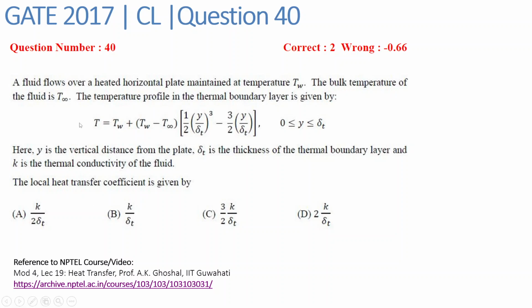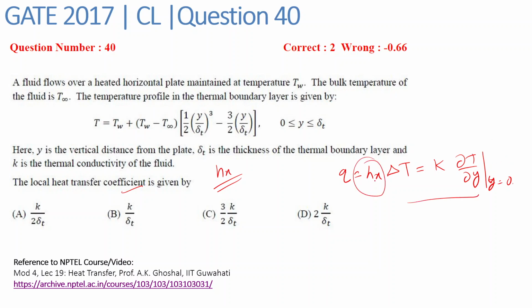So we have been given the temperature profile, and we have been asked to find the local heat transfer coefficient, that is hx. So basically we know that Q will be hx into delta T, and this will be equal to k del T by del y at y equal to 0. So we will be using this equation to find our hx. This is the basic concept that will be used in the question. Now let's look at the video solution to know the detailed solution of this question.